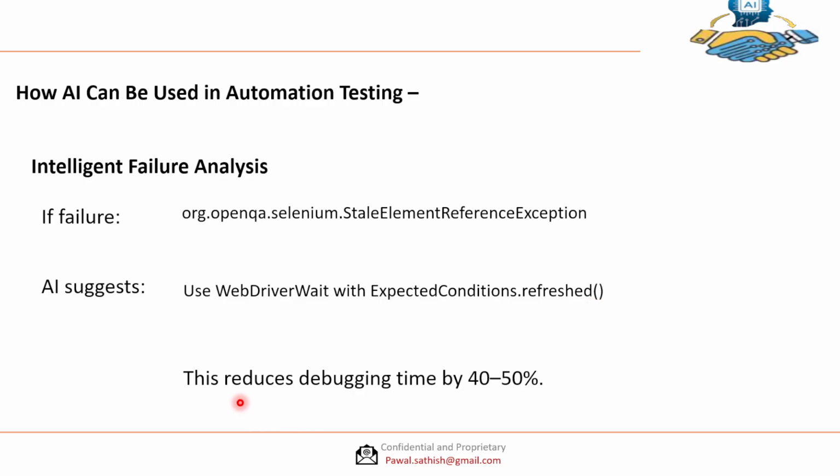Okay, so this will reduce the debugging time, because we'll understand that our script is correct and that it failed only because of the stale element reference exception. So obviously it reduces the debugging time, and it saves 40 to 50% of our time. Then we can utilize that for new script development.